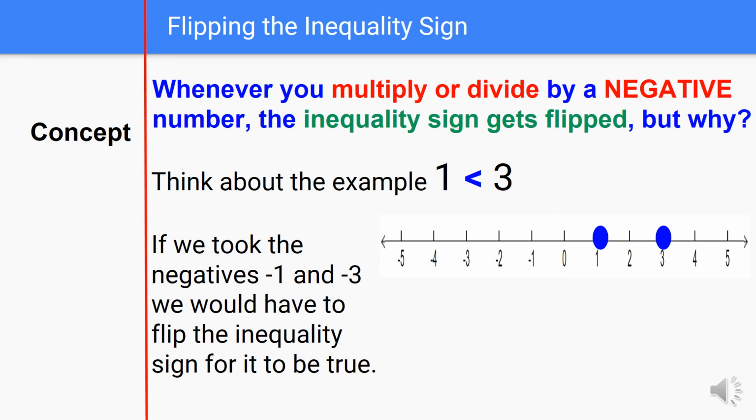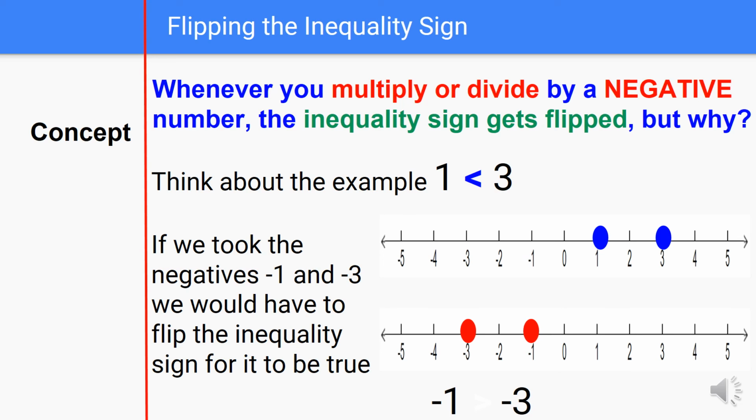But if we took the negatives, negative 1 and negative 3, we would have to flip the inequality sign for it to be true. So let's think about that. If we multiplied the inequality itself by negative 1 on both sides, or took the negatives, all of a sudden it wouldn't be less than. Negative 1 would not be less than negative 3. Negative 1 would be greater than negative 3. That sign would have to be flipped for this to be true. And we can look at the number line to help us out with this.